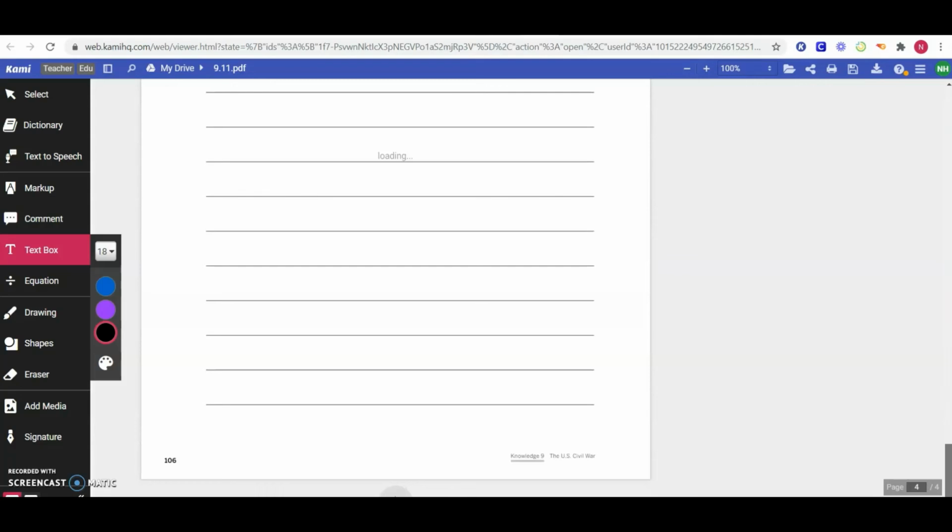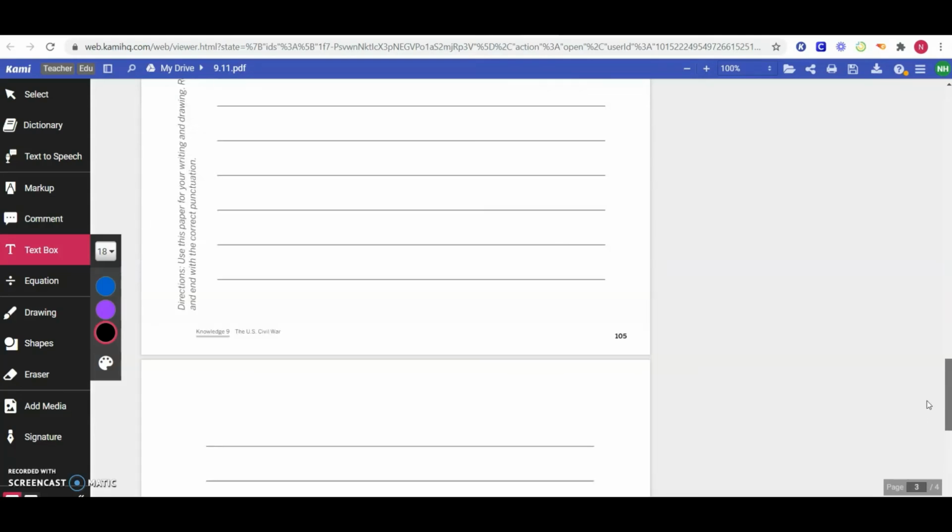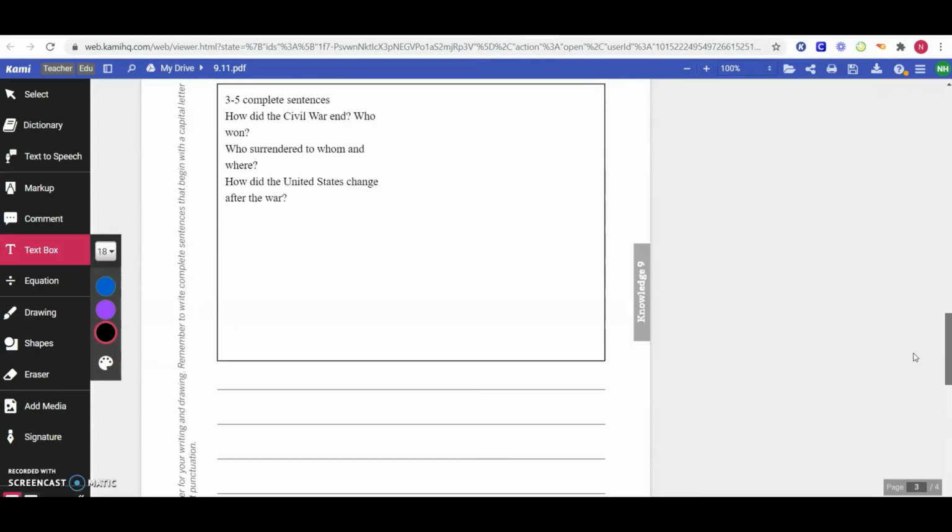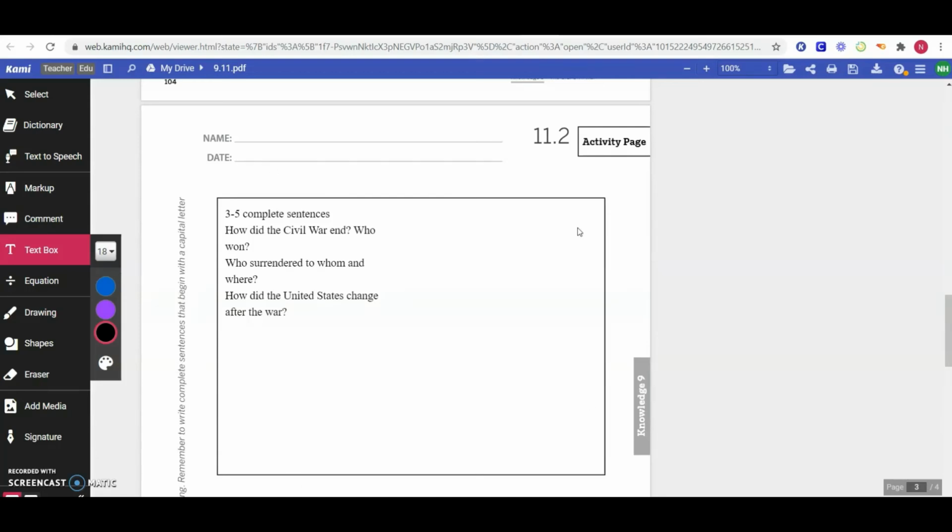You have got 2 pages to answer those questions and write those 3 to 5 sentences. When you are done, in this box where I wrote our notes, you are going to draw a picture of something that will help you remember the end of the war. You might want to draw a picture of the surrender at the Appomattox courthouse. You choose.